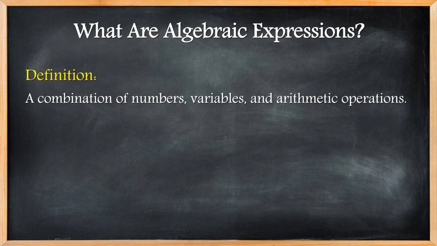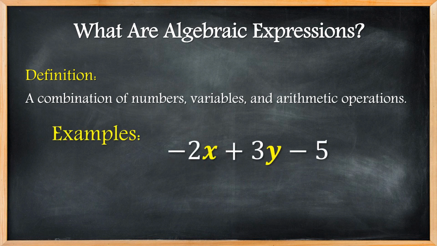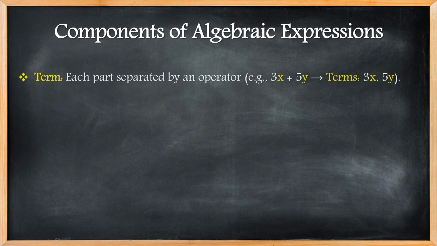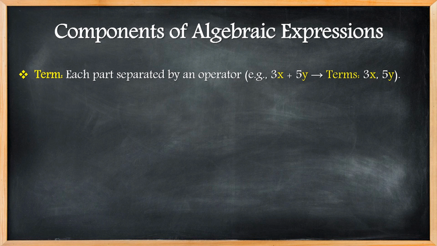An algebraic expression is a combination of numbers, variables, and arithmetic operations. For example, expressions like negative 2x plus 3y minus 5 or negative x squared minus 4x plus 7 are algebraic expressions. Algebraic expressions consist of different components. Terms: each part of an expression separated by an operator. For example, in 3x plus 5y, the terms are 3x and 5y.